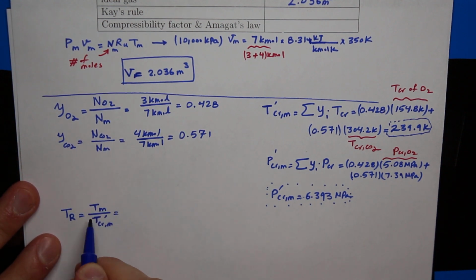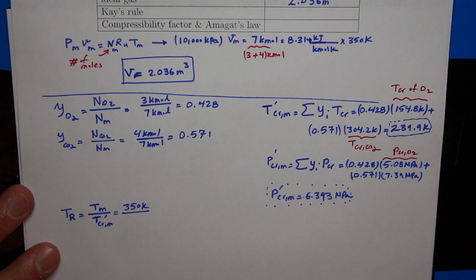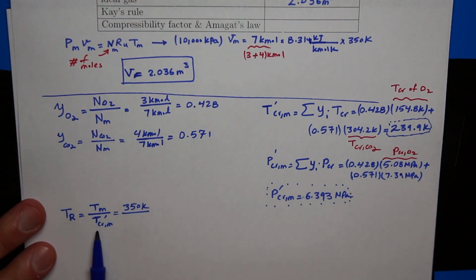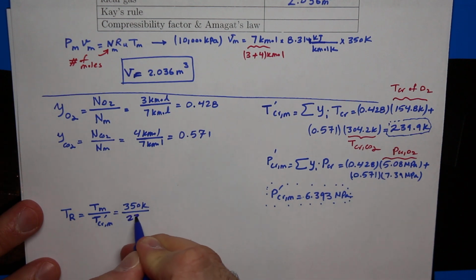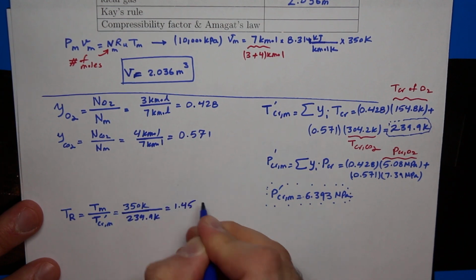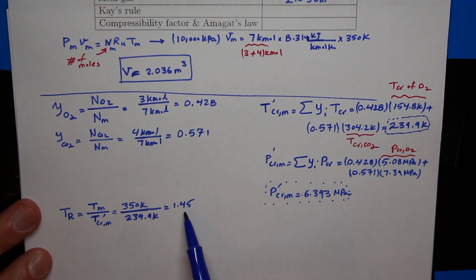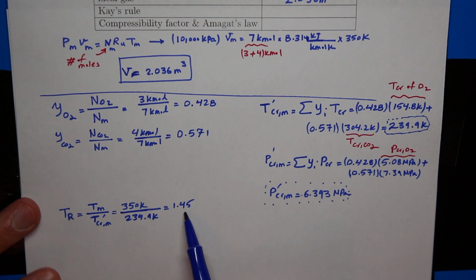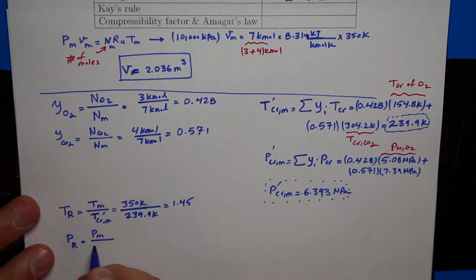Okay, the temperature of the mixture is given in the problem statement, and that is 350 Kelvin. Now the critical temperature of the mixture is what I've obtained here, 239.9 Kelvin, and the answer is going to be 1.45. So my state in this problem has a reduced temperature of 1.45. I do the same calculation but for pressure. So the reduced pressure is equal to the pressure of the mixture over the critical pressure of the mixture.